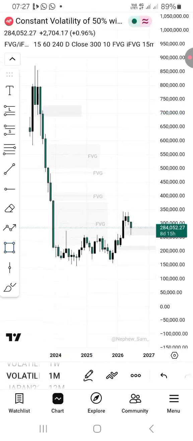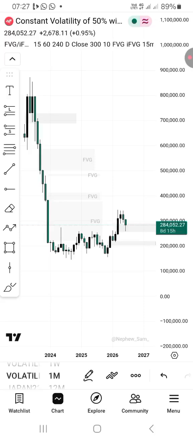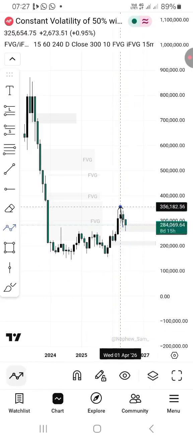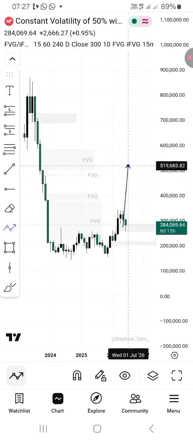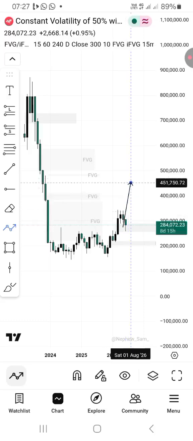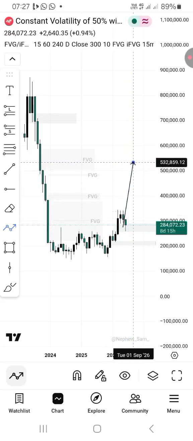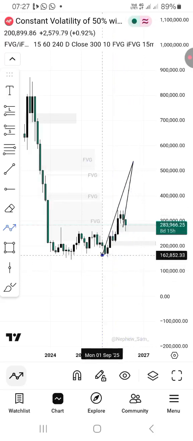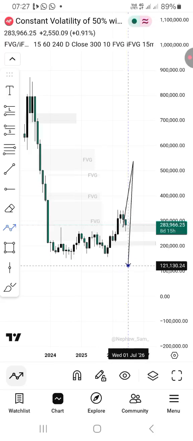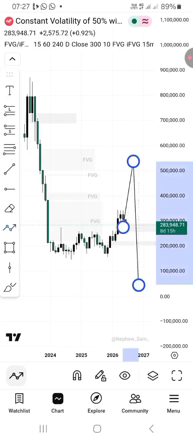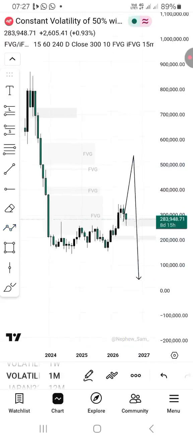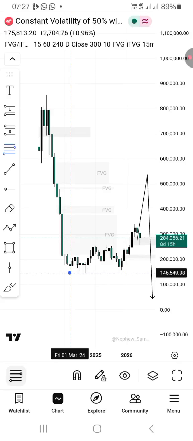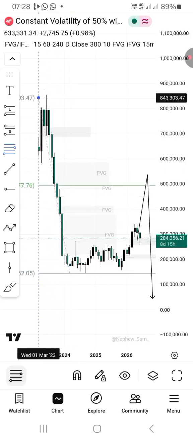So basically, we want to see price return back, filling at least 50% of this range on the monthly time frame before we can see a drop to the downside, taking out these relative equal lows here. Having this in mind, let's use the Fibonacci tool to know where the 50% fib level is.